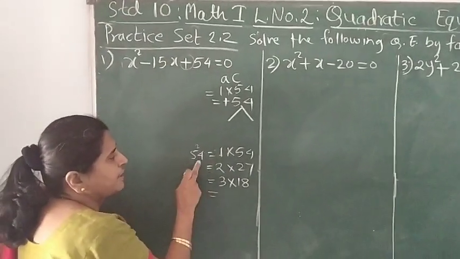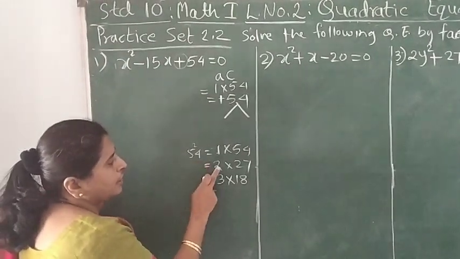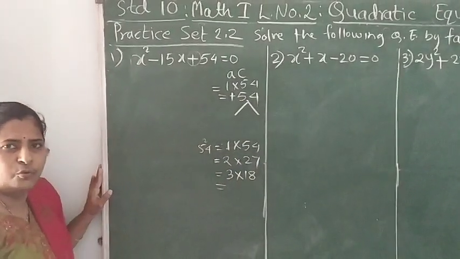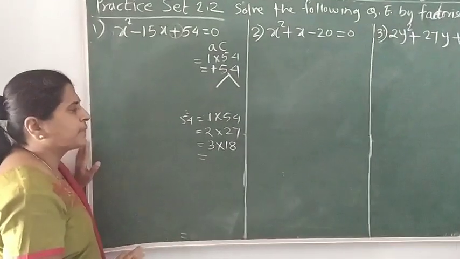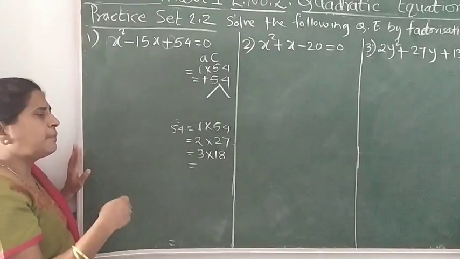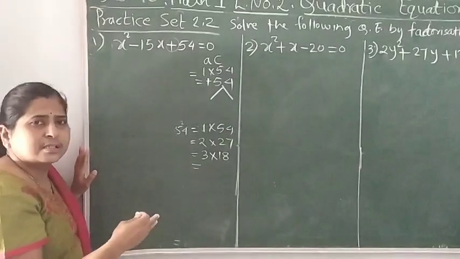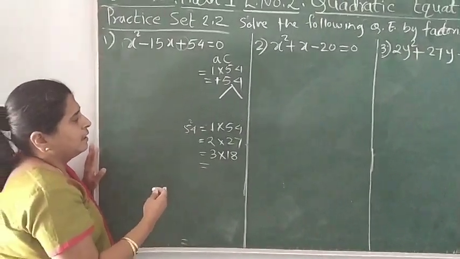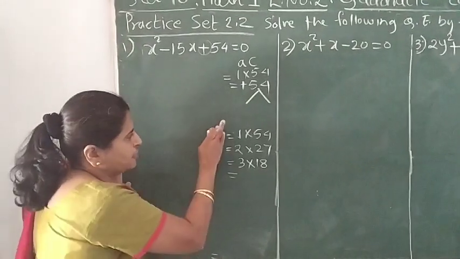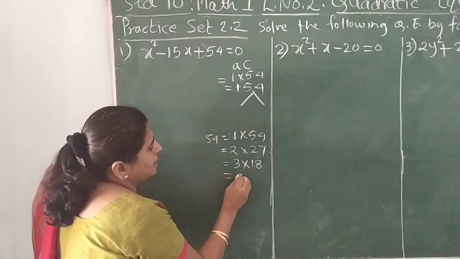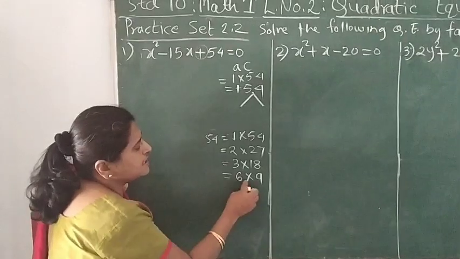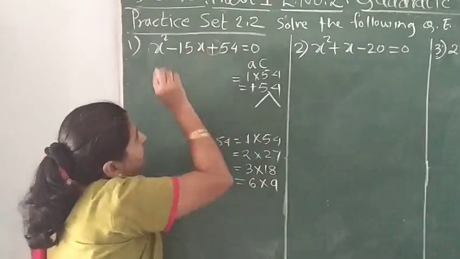Let's see if it is divisible by 4. 54, if I divide by 2, I get 27. 27 is not further divisible by 2, so it is not divisible by 4. The last digit is 4, so it is not divisible by 5. Is it divisible by 6? In the table of 6, 6 6s are 36, 6 7s are 42, 6 8s are 48, 6 9s are 54. These are the factors. And what is the addition of 6 and 9? Is it 15? Yes, it is 15.